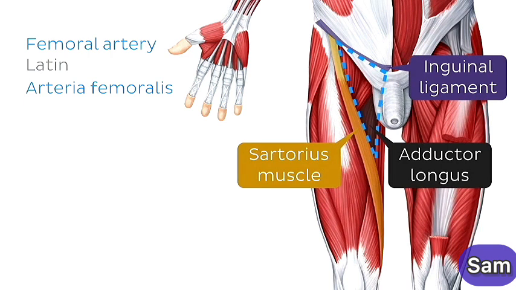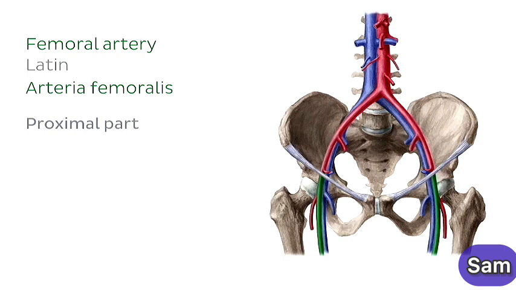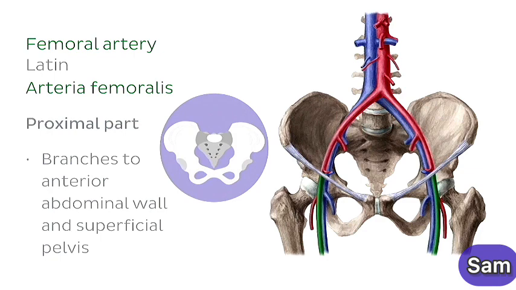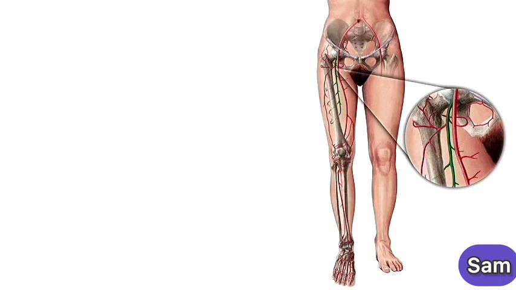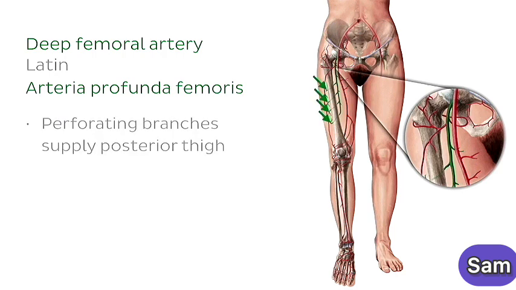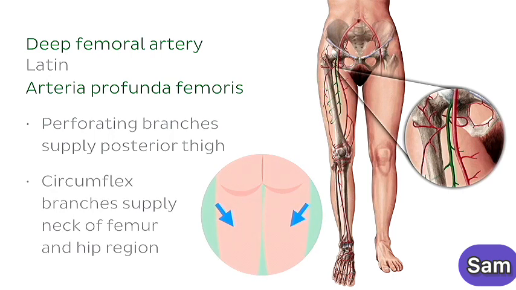So if you ever need to find the femoral artery, just find one of these muscles and work your way in or out. The proximal part of the femoral artery gives off several smaller branches to the anterior abdominal wall and superficial pelvis. However, the main branch of the femoral artery is the deep femoral artery, or the profunda femoris artery, as it is also known. This artery travels deep to the femoral artery and gives off what are known as perforating branches posterior to the femur to supply the posterior thigh. Circumflex branches of the deep femoral artery also supply the neck of the femur and hip region.